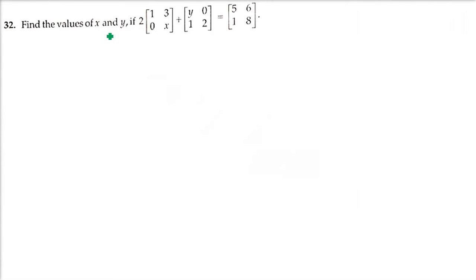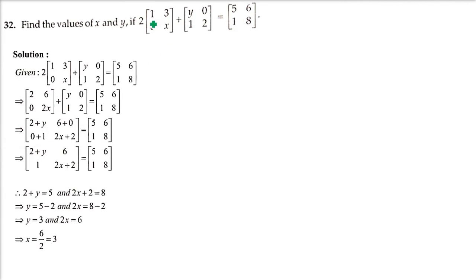Find the value of x and y if this. We have done a question like this. Questions are coming like this, so I'll just do it here only. Just multiply 2 here. Now I'm adding 2 plus y, then 6 plus 0, 2x plus 2 will be there. So 2x plus 2 will be 8, and 2 plus y is 5. Y will give you 5 minus 2, that is 3.